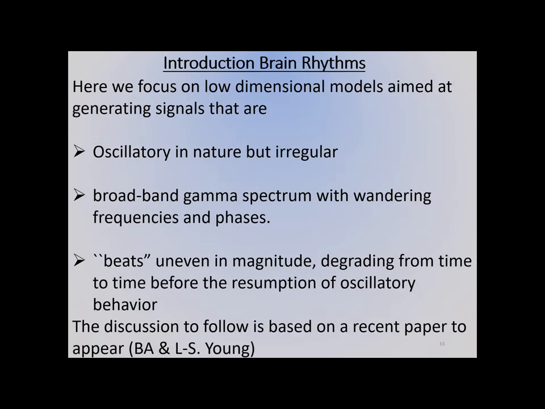Okay, but here, what's the point? It's just a discussion about what. So when you observe a signal, you have a rhythm, but it's not oscillatory. Okay, it's not regular. It's not a cosine function. It's a broad band, meaning that it's not narrow. The gamma spectrum is not narrow. So I will present some pictures. Hopefully, this will become more clear.